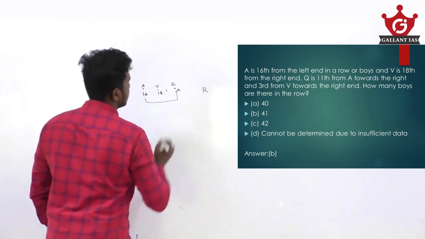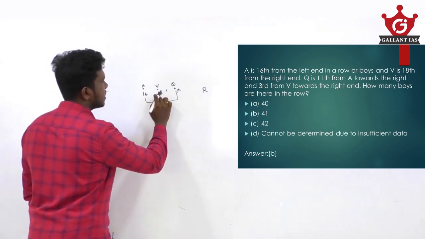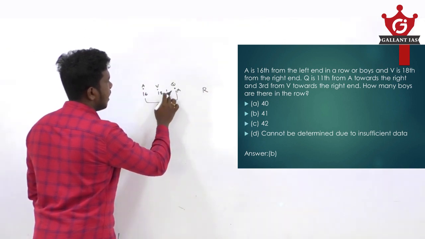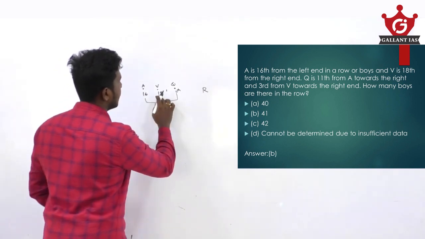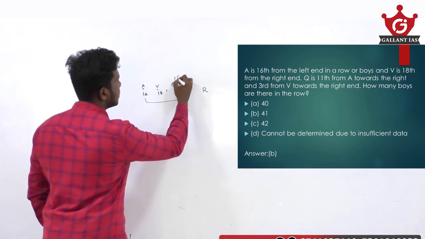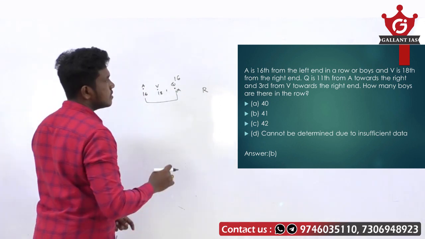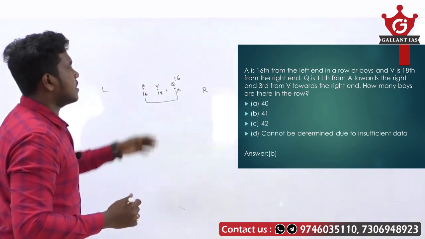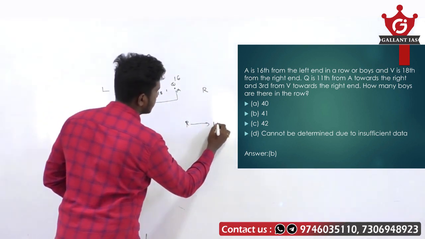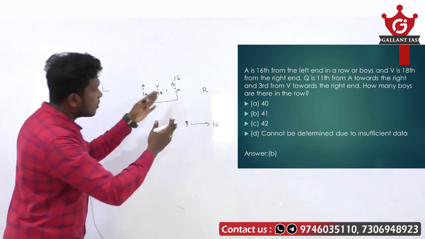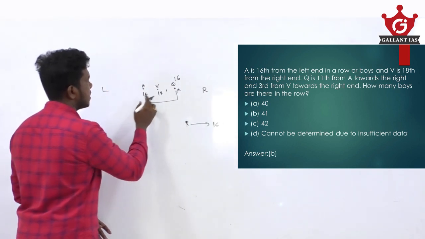From the right, B's place is 18th. So Q's place will be after one, that is first, second, third. Q is placed in the third place after B. So 18, 17, 16. So Q's place will be 16th from the right side. Now our next aim is to find Q's place from the left side also. So we already got Q's place from the right is 16. So from the left, Q's place will be what?